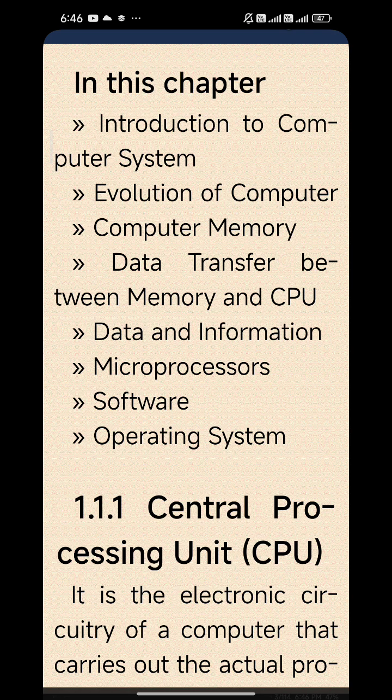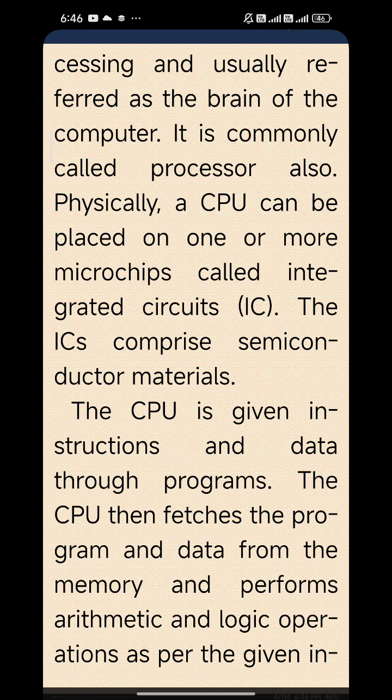1.1.1 Central Processing Unit (CPU). It is the electronic circuitry of a computer that carries out the actual processing and is usually referred to as the brain of the computer. It is commonly called the processor also. Physically, a CPU can be placed on one or more microchips called integrated circuits (IC). The ICs comprise semiconductor materials.